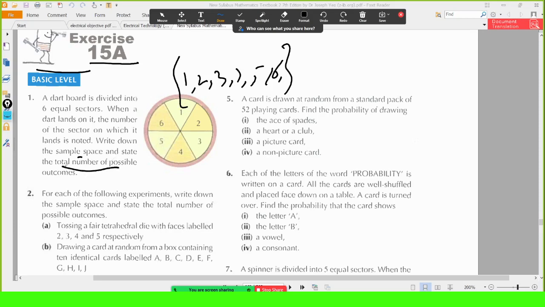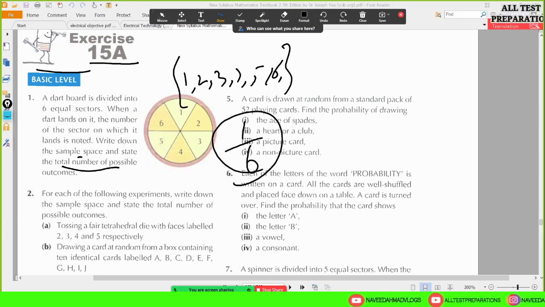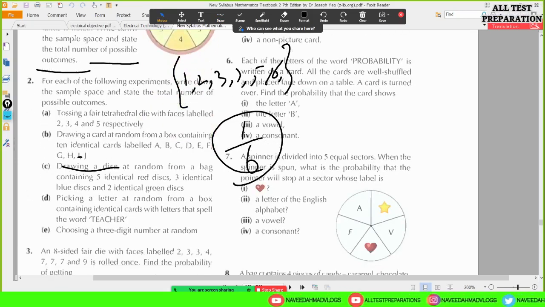And the total number of possible outcomes क्या आएंगे, वो 1 आएंगे, 1 out of 6 आएगा. So this will be your probability, 1 out of 6. Okay, question number 2.